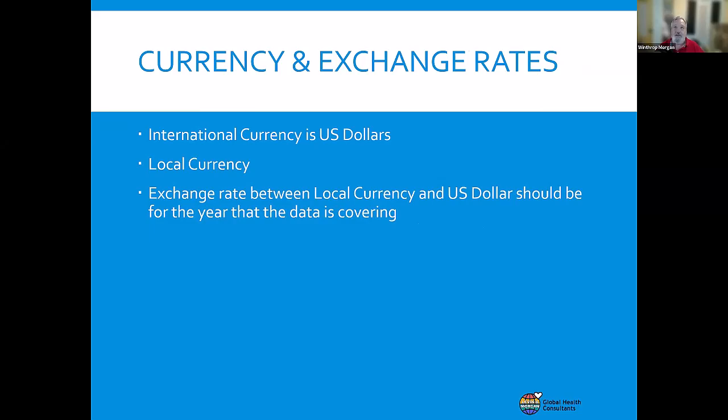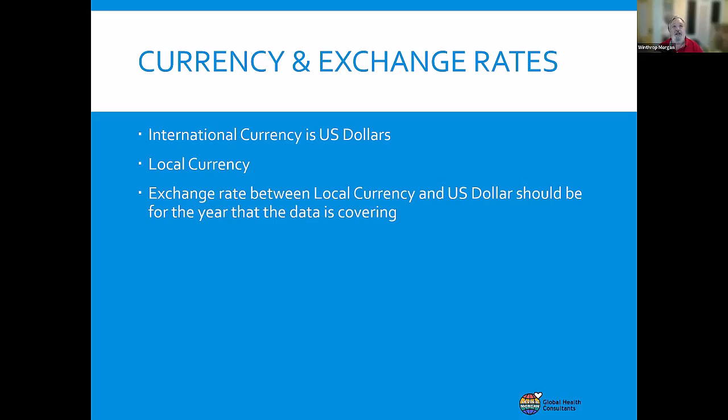So if you're getting data from 2021, use an exchange rate between the local currency and US dollar for 2021, the year that we will have been expending the resources.